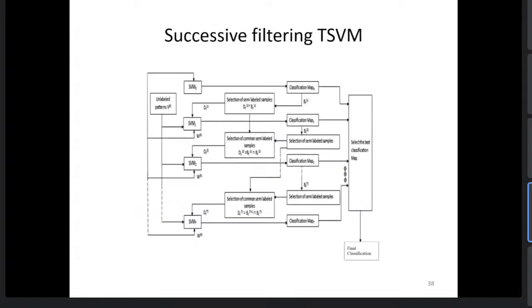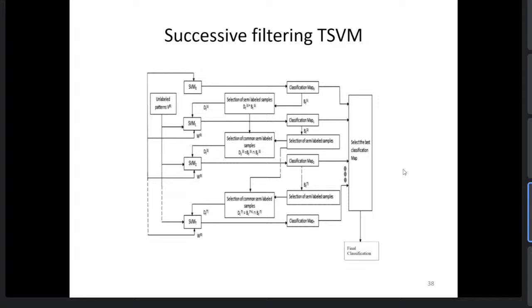This is the proposed successive filtering TSBM, SFTSBM. It was our new idea. That is why it was published in a very famous Elsevier journal, the ISPRS Journal of Photogrammetry and Remote Sensing. I can share the paper with you also if you need.